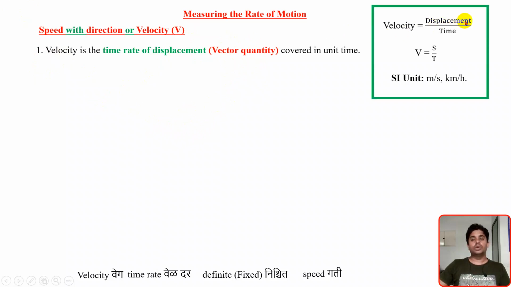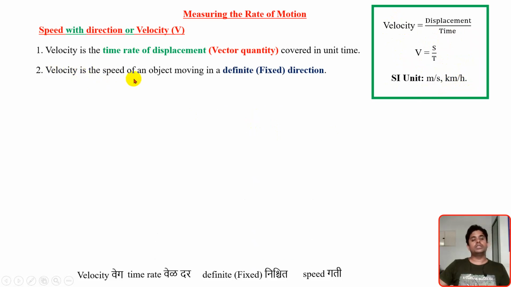We know velocity is equal to displacement divided by time. Always remember, here we have taken displacement. Velocity and displacement are vector quantities. When we mention displacement, it means it is with direction and magnitude. So velocity is equal to displacement, symbol s, divided by time, t. So what is the unit of displacement? It is meter. What is the unit of time? Time we can measure in seconds or hours. So the SI unit of velocity can be meter per second or kilometer per hour.